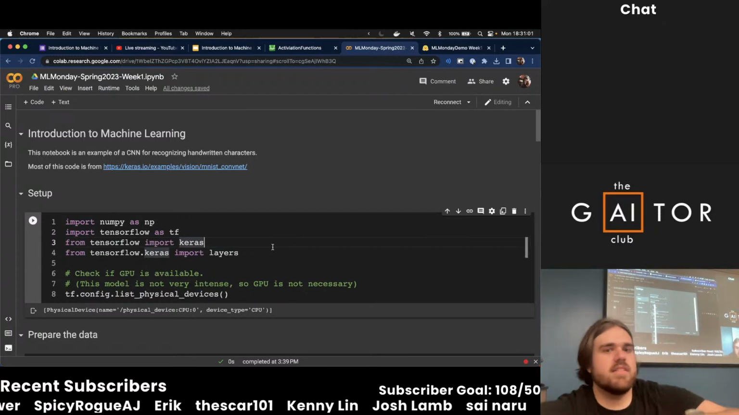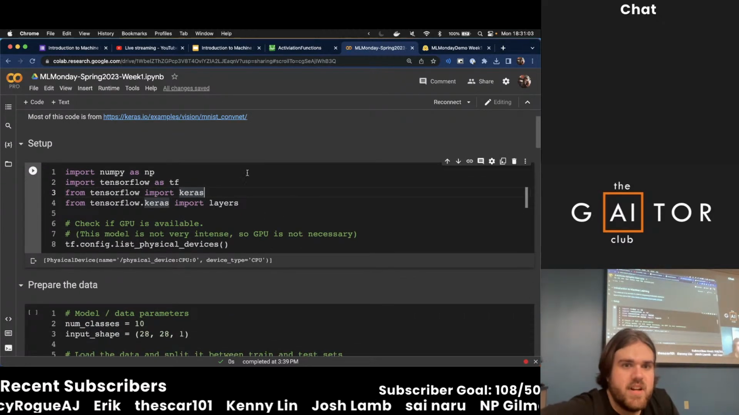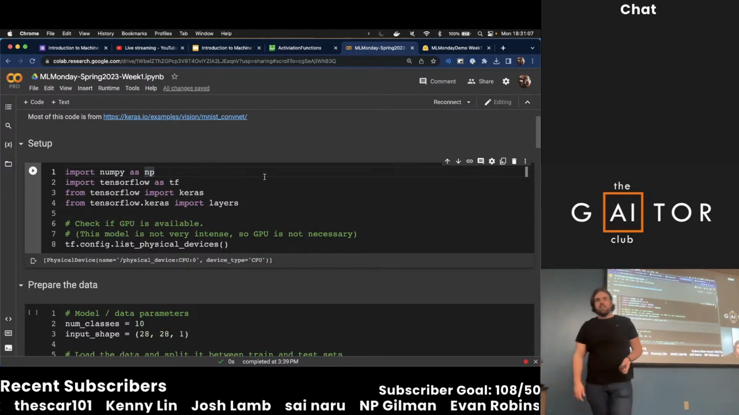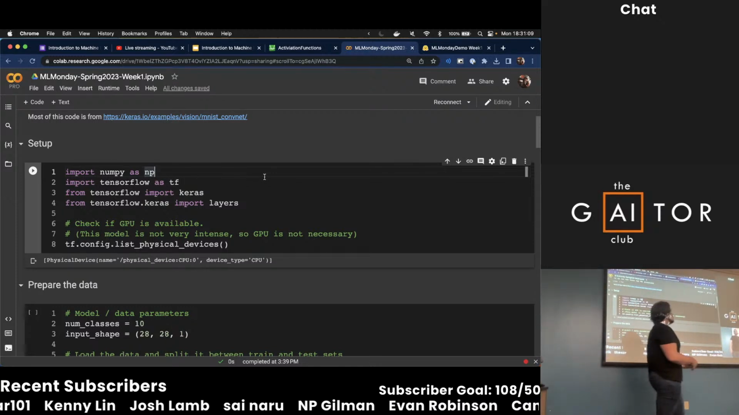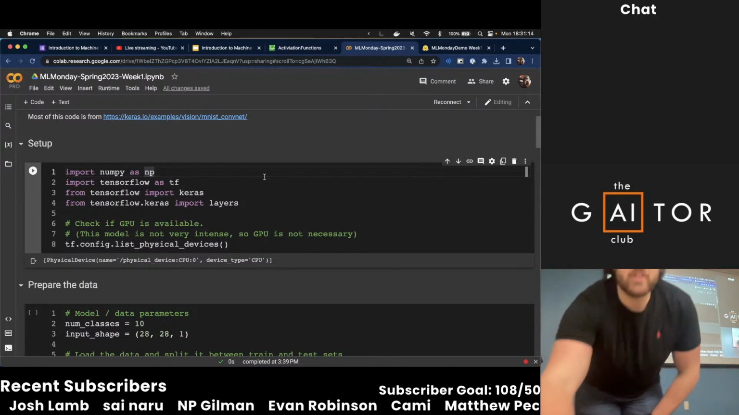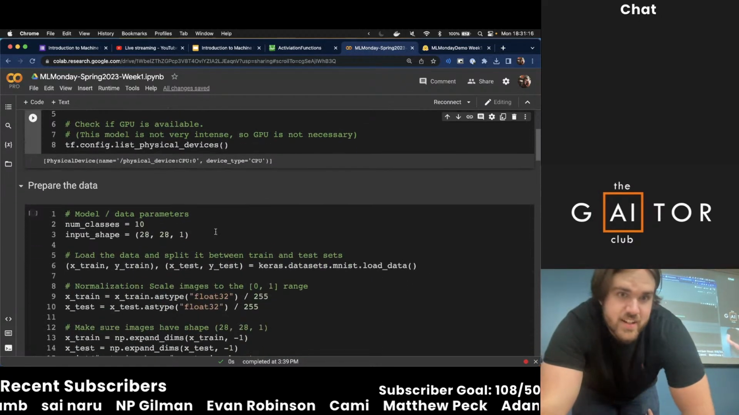Can everybody see that okay? All right, so the packages we're gonna use today are NumPy, TensorFlow, Keras, which is just a subset of TensorFlow, and then we're going to import layers, which is just another subset of Keras.